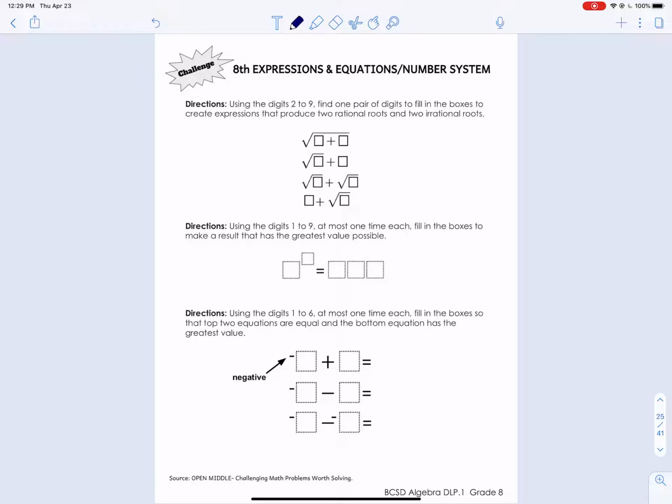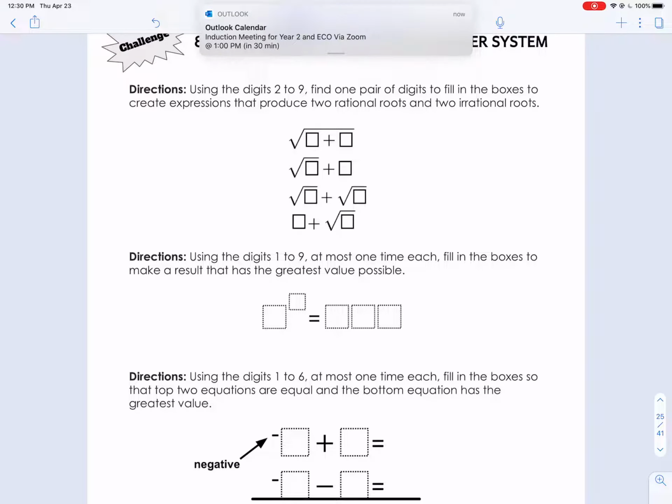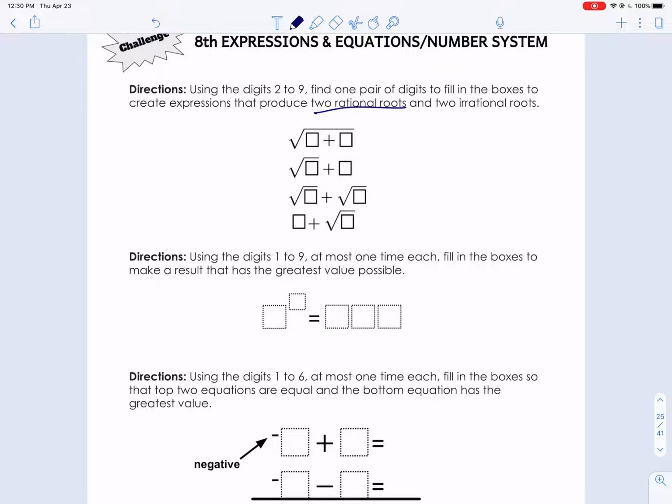Okay, so the next is another puzzle. I'm just going to explain a couple things. So the first section, it says to use digits 2 to 9. And it says to find one pair of digits. So you're going to use the same numbers for each of these expressions. So whatever those 2 numbers are, you're going to use those. And the goal is to produce 2 rational roots and 2 irrational roots.